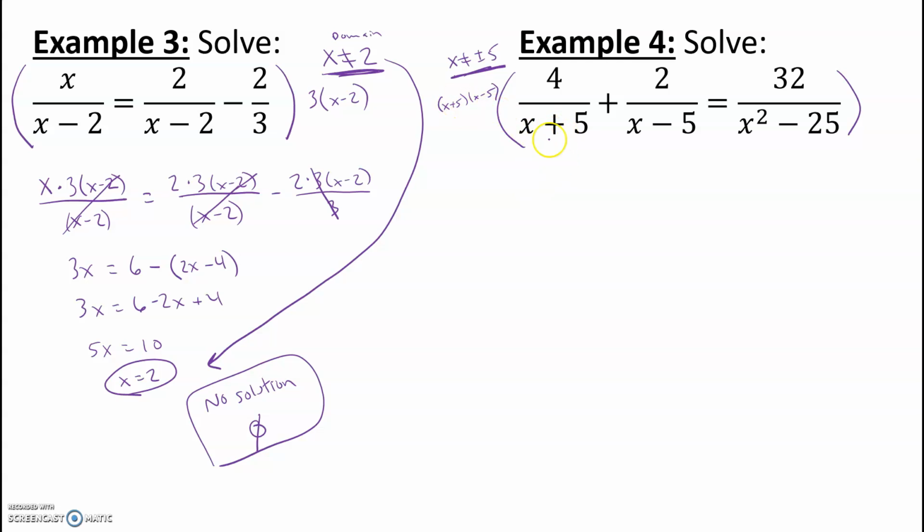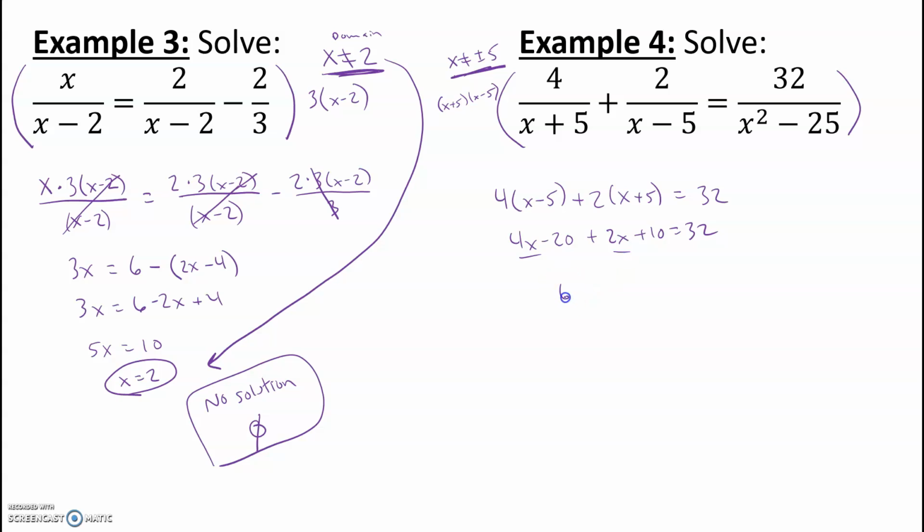So here my x plus 5s will cancel, so I'll have 4, x minus 5. Here my x minus 5s will cancel, so I'll have 2, x plus 5. And here all of it will cancel, I'll be left with 32. And you'll start seeing the shortcuts where you don't have to draw this out and cancel them. Distribute 4x minus 20 and 2x plus 10.